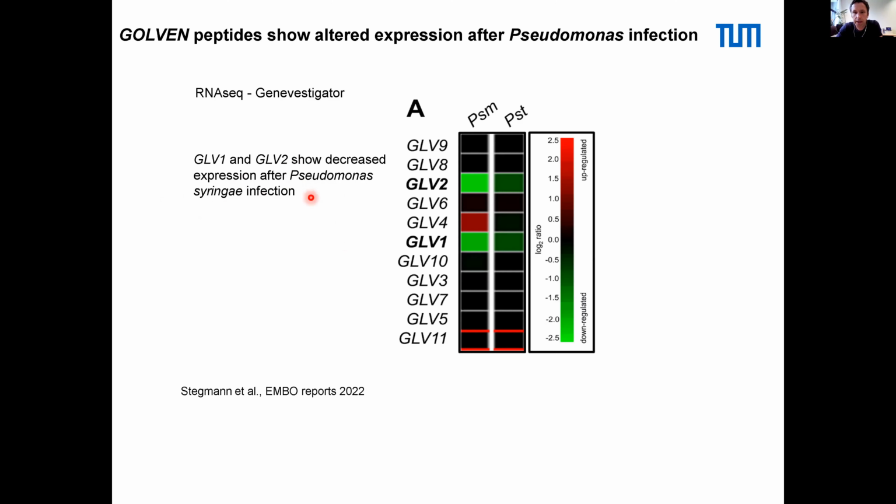And while doing this, I came across a peptide family which is known as the Golvan peptide family. As you can see here, this family consists of 11 members in Arabidopsis, and 2 members in particular, Golvan1 and Golvan2, showed a differential transcriptional regulation after infection with these bacterial pathogens.